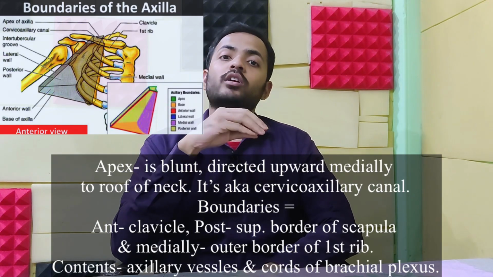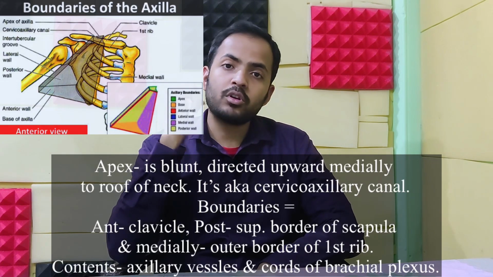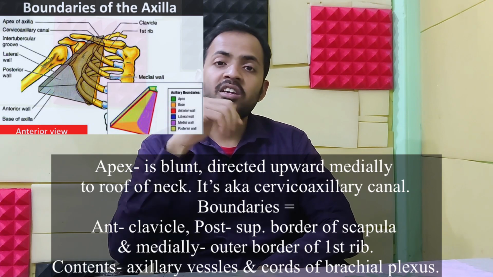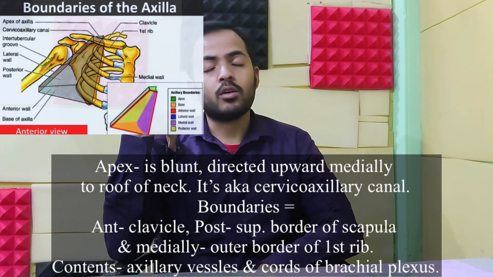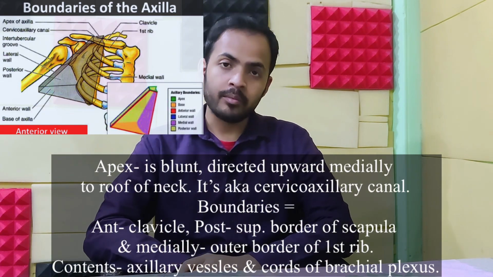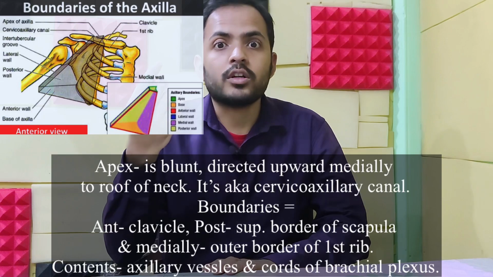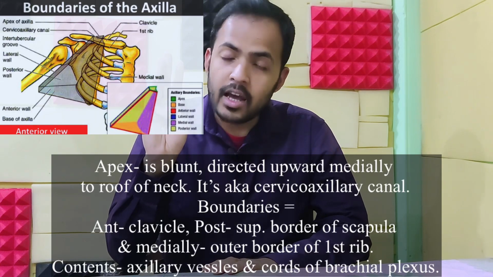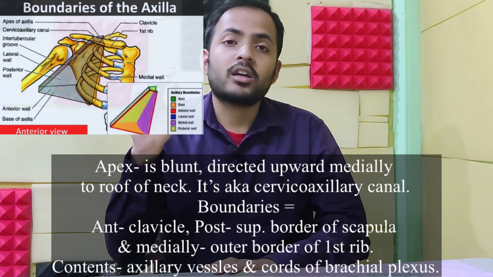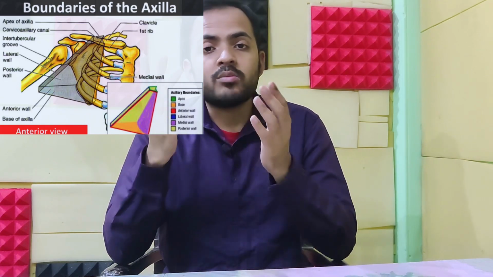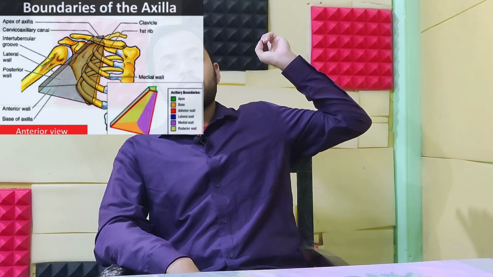The apex part is also known as the cervicoaxillary canal. It is bounded anteriorly by the clavicle, posteriorly by the superior border of the scapula, and medially by the outer border of the first rib. Whatever I am saying on the right side is the same on the left side also. Now, you have to know about the contents of the apex part of the axilla. The contents are mainly the axillary vessels and the cords of the brachial plexus. Axillary vessels means the axillary vein and axillary artery, along with the brachial plexus cords. What is the brachial plexus? What are the parts of the brachial plexus? I talked about it in my old videos of nerve anatomy.